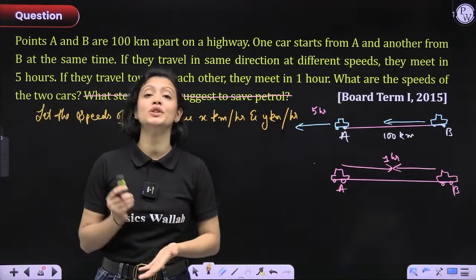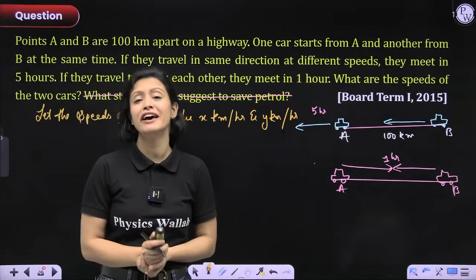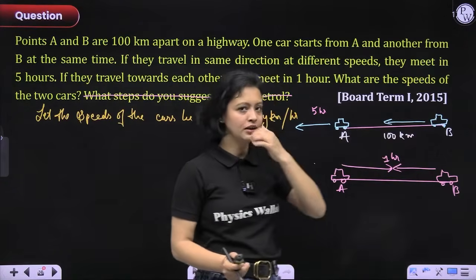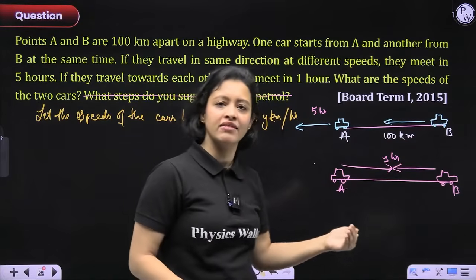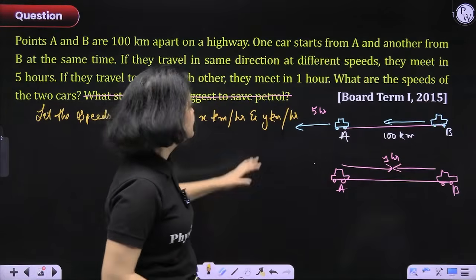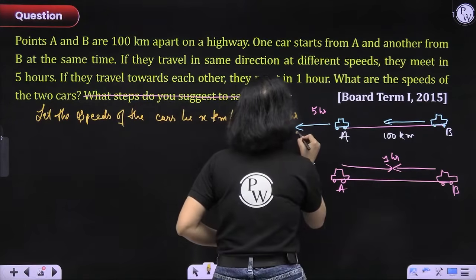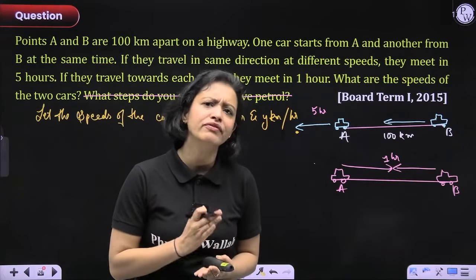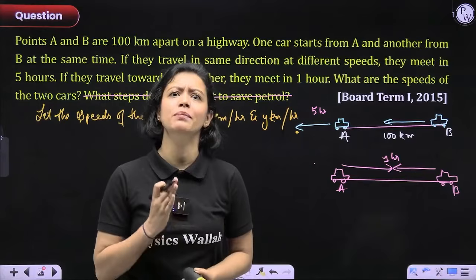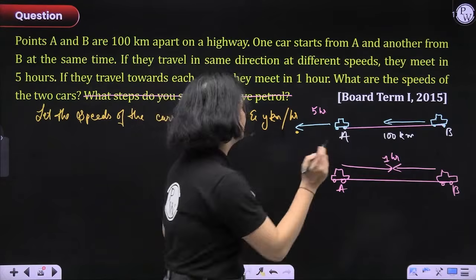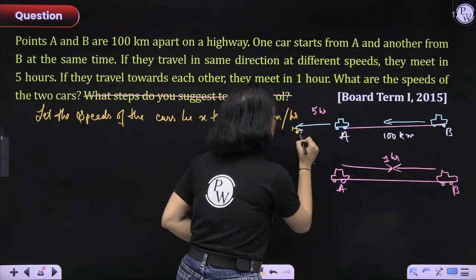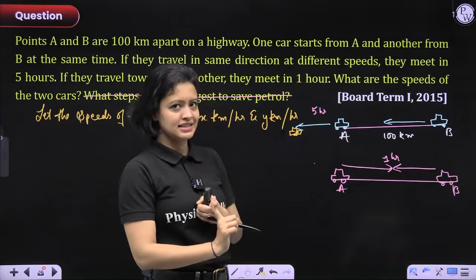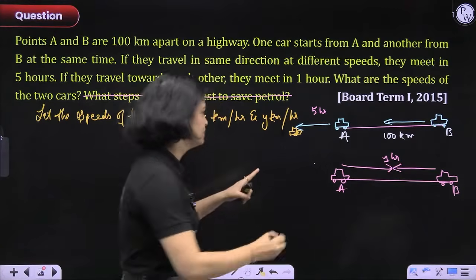Now let's come to the question. How will you solve this? From where will you start thinking? First of all, think about the first situation. When both the cars are traveling in the same direction, they are meeting after 5 hours. That means after 5 hours, both their positions will be the same. Do you agree? After 5 hours, both of the cars will be at the same point.